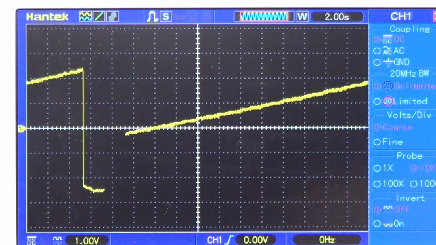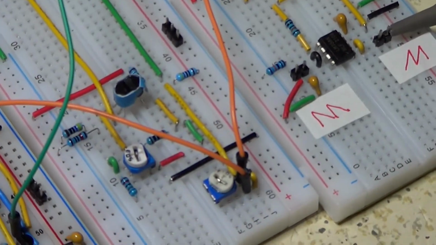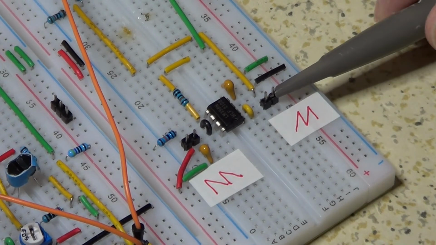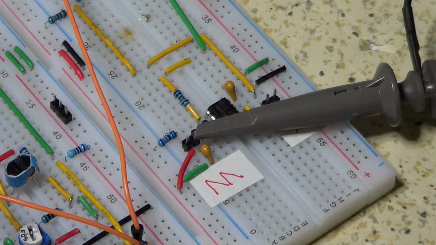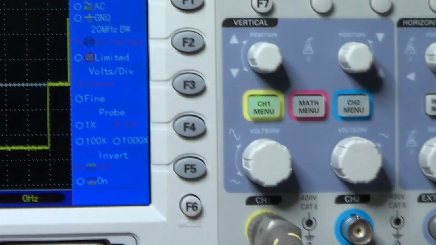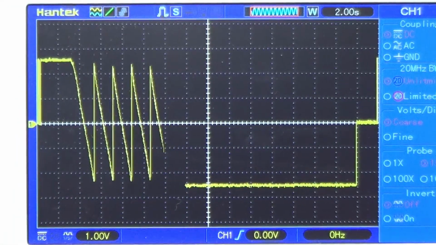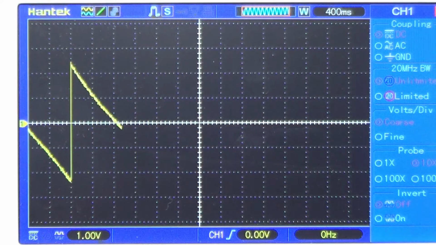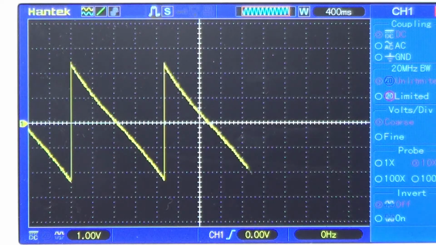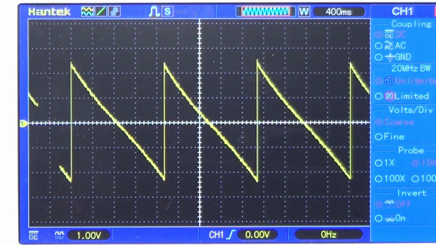Here it is. It drops instantly because of that transistor that causes the cut immediately. Let's take a look now at the other shape, which is the sawtooth right here. And let's look at it on the oscilloscope again. And here it is. Let me adjust the time base so you can see it better. And it's a pretty nice shape.